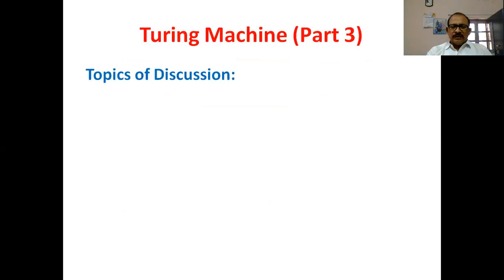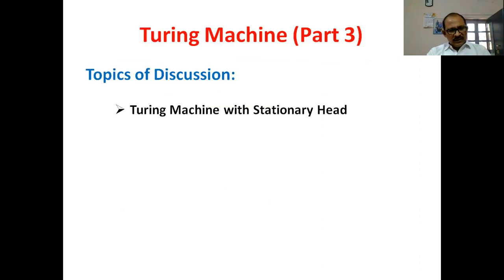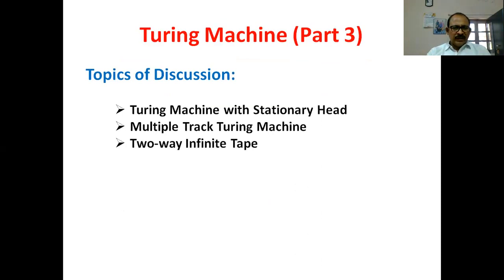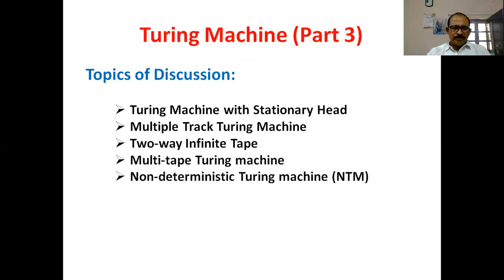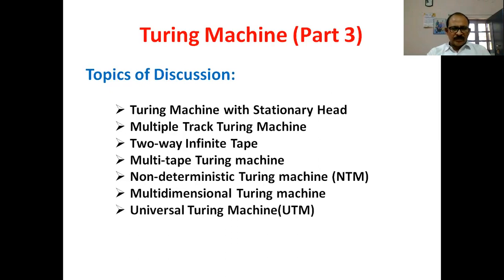Topics of discussion are Turing machine with stationary head. Next is multiple track Turing machine. Next is two-way infinite Turing machine, multi-tape Turing machine, non-deterministic Turing machine, multi-dimensional Turing machine, universal Turing machine, and linear bounded automata.